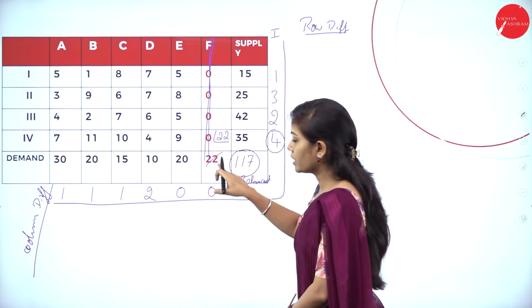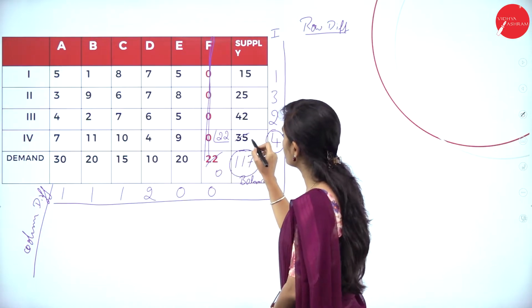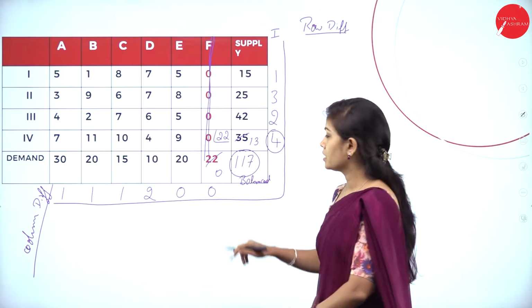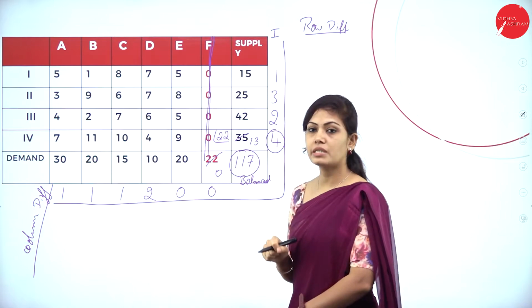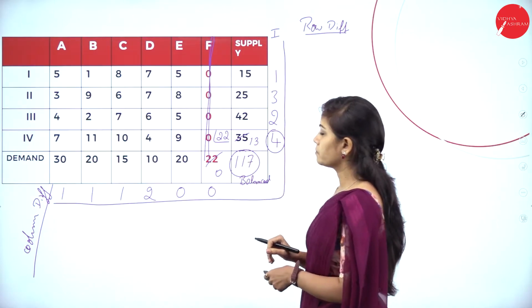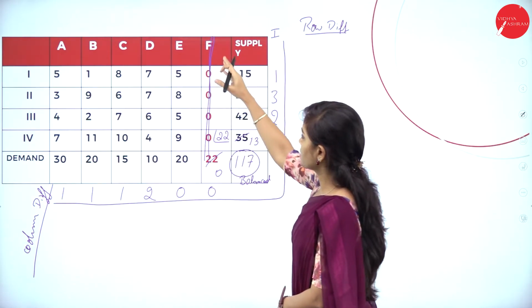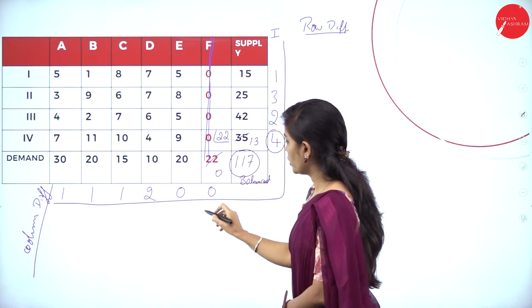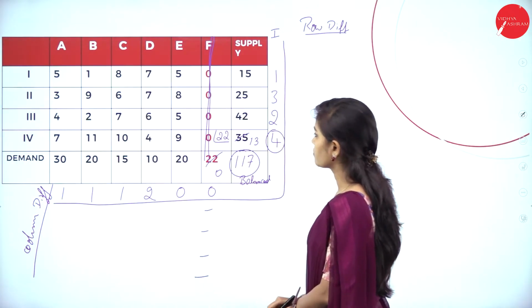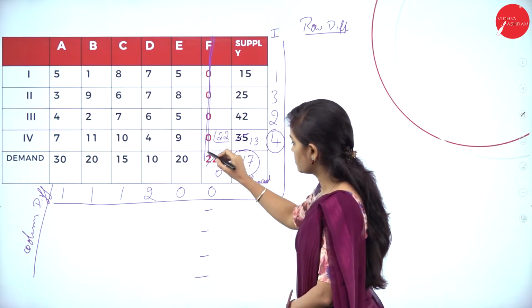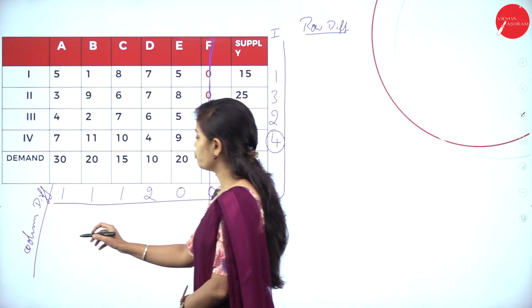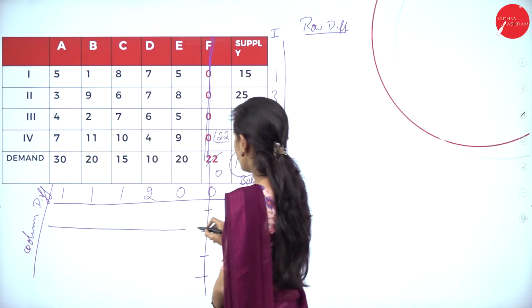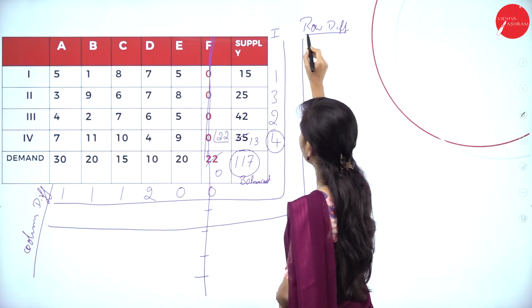And 35 minus 22 is 13. Right? 35 minus 22 is 13. So we have 13 in supply. So the first step has completed. I have cancelled this entire column, so no need to find it again. You can cancel this entire column. And again you have to find the second row difference and column difference.